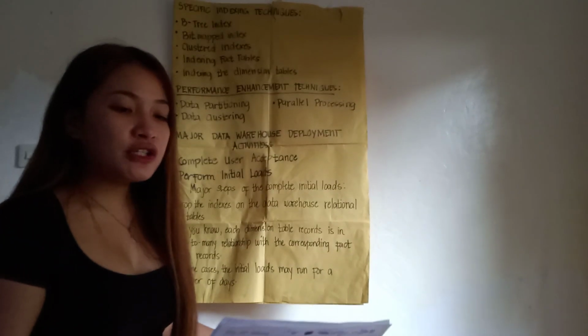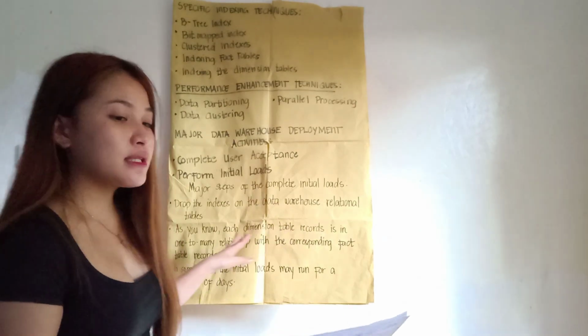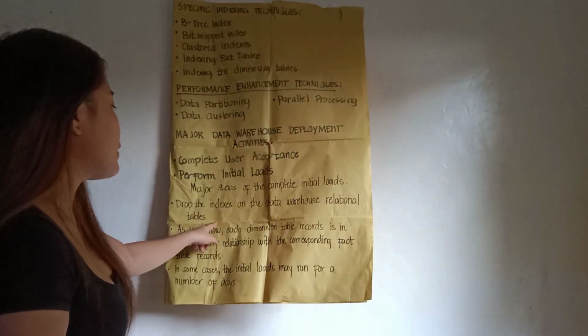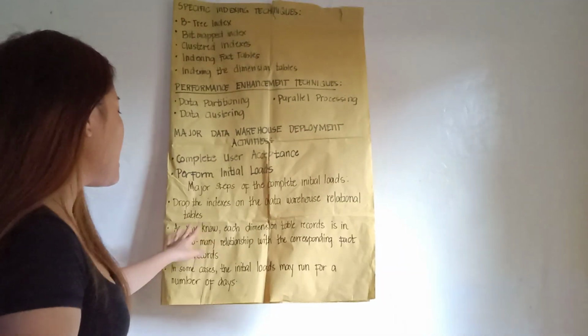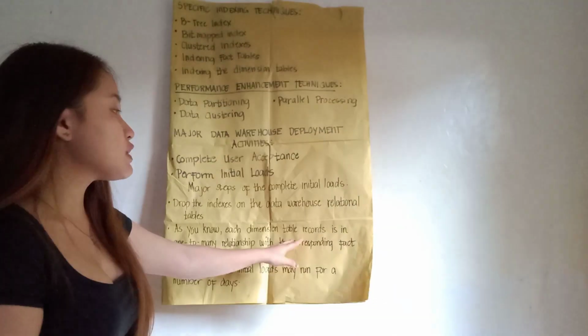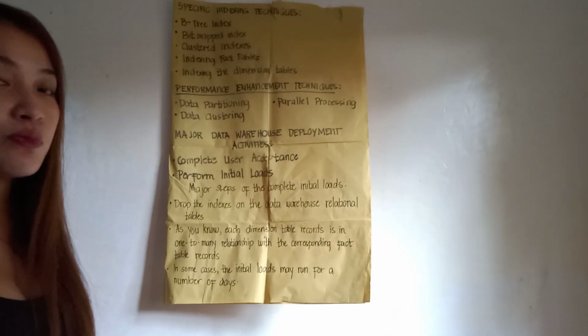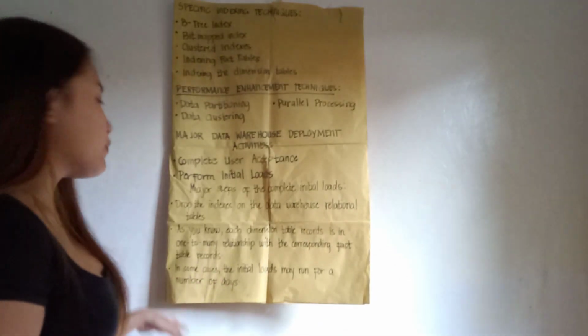In performing initial loads, here are some major steps to complete initial loads. The major steps are: drop the indexes on the data warehouse relational tables. As you know, each dimension table's records are in a one-to-many relationship with the corresponding fact table records. In some cases, the initial loads may run for a number of days. Load the dimension tables first.